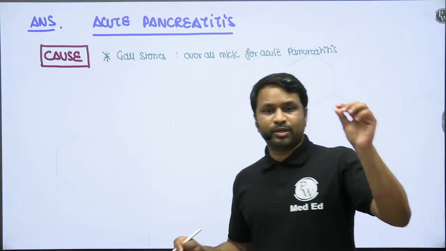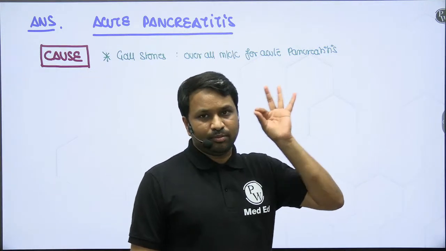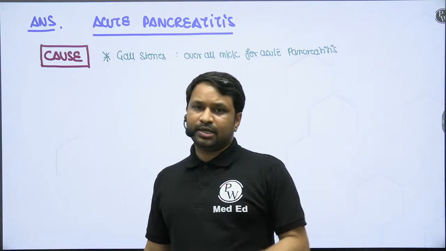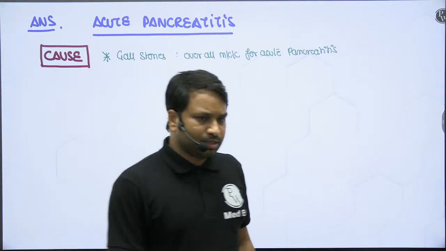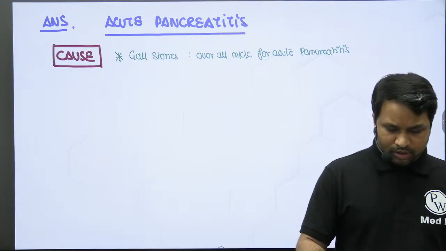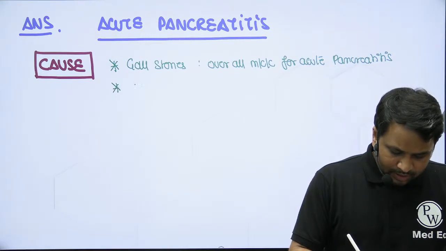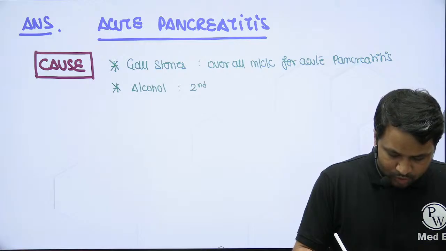The gallstone from the gallbladder falls into the common bile duct. From there it goes into the ampulla and blocks the ampulla, not allowing the pancreatic enzymes to excrete out, resulting in acute increase in pressure, inflammatory response resulting in acute pancreatitis. So gallstone is overall the most common cause for acute pancreatitis. Apart from gallstone, the second one is going to be alcohol. Alcohol is the second most common cause.